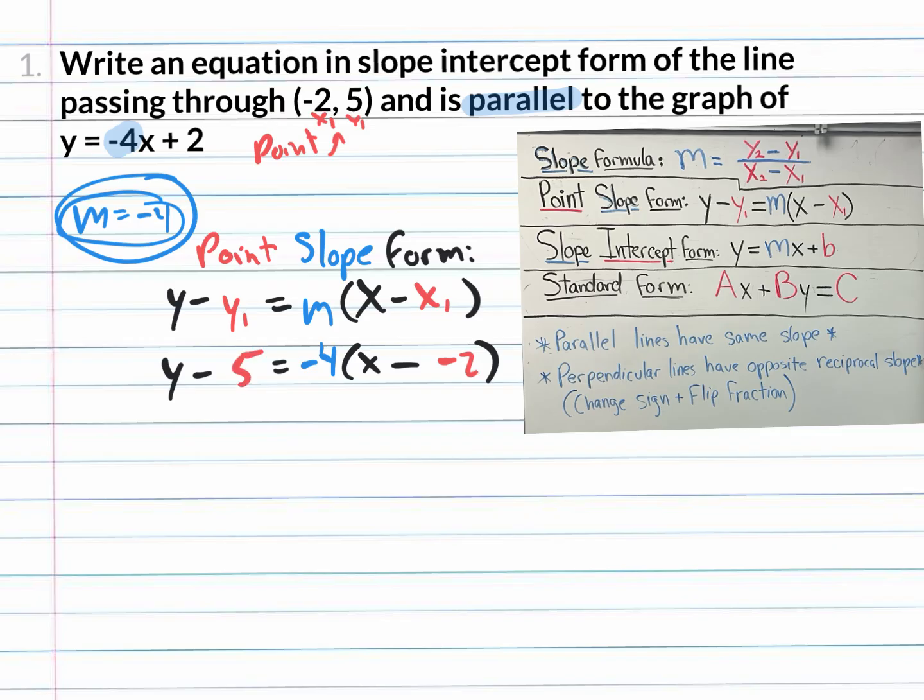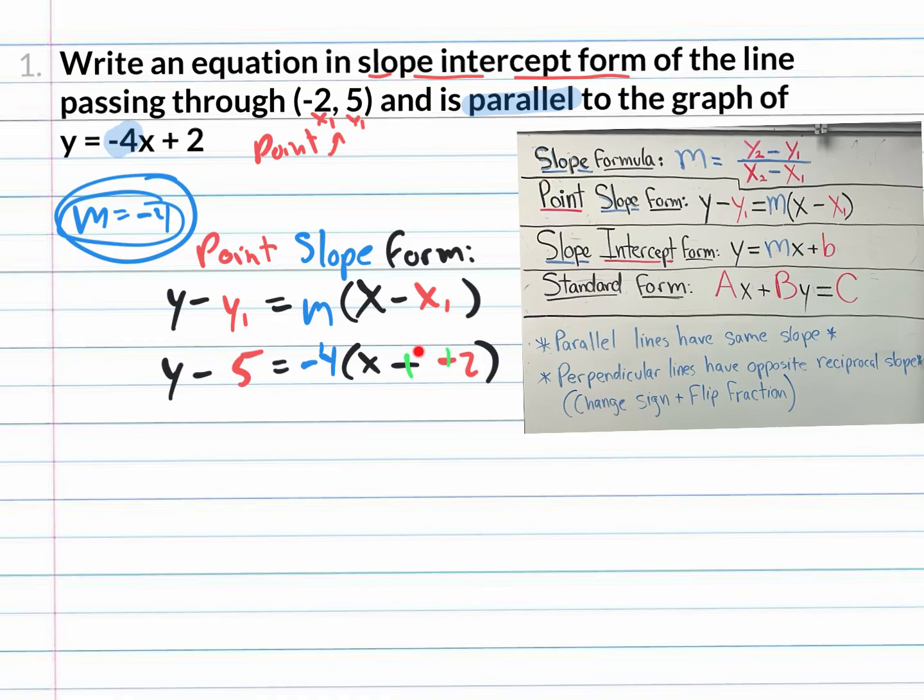So on Friday's quiz, it's not always going to say write in slope intercept form. It may say write in point slope form. So if it does say point slope form, this would be your answer. All you'd have to do is change the minus minus to plus plus, right? So this is your point slope form equation. But in this case, it does say to write it in slope intercept form. And again, slope intercept form is y equals mx plus b.